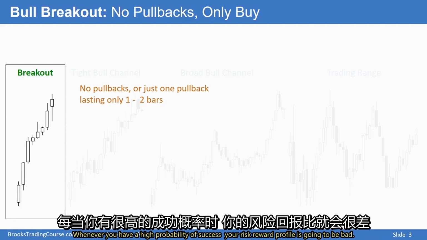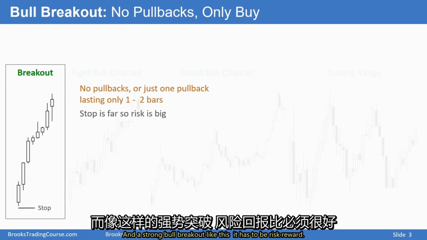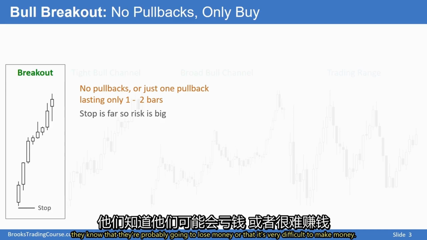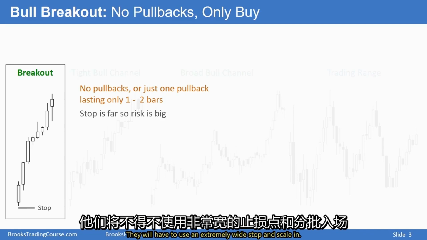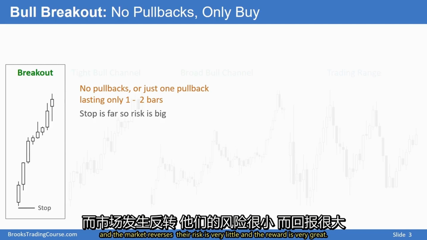And that's always the case. Whenever you have a high probability of success, your risk-reward profile is going to be bad. There has to be a reason for somebody else to take the opposite side of your trade. And a strong bull breakout like this, it has to be risk-reward. So the institution selling to you when the market is doing this, they know that they're probably going to lose money or that it's very difficult to make money. They will have to use an extremely wide stop and scale in. But they have very good risk reward because if they sell at any point and the market reverses, their risk is very little and the reward is very great.